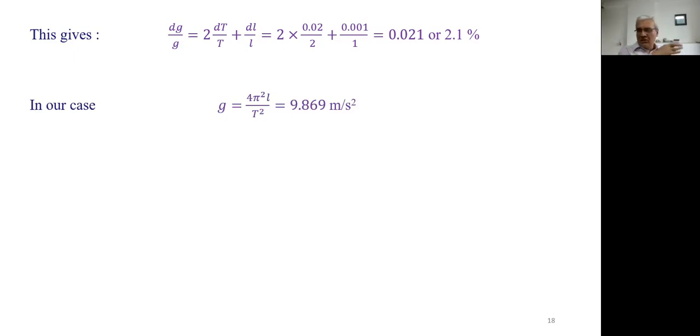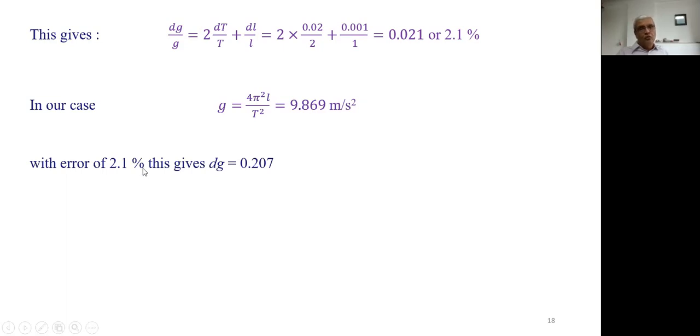So since T was 2 pi square root of L by g, g will be 4 pi square L by T square. And if you calculate, you will get a value of 9.869 meter per second square. But remember, your time measurement was accurate only till the second place. You had 50 oscillations, 100 seconds with an error of 0.01. And therefore, this g, you should not write as 9.869, you should write as 9.87, because the last digit is the uncertain digit. So this 6, or 7, whatever you call it, is not a certain digit.